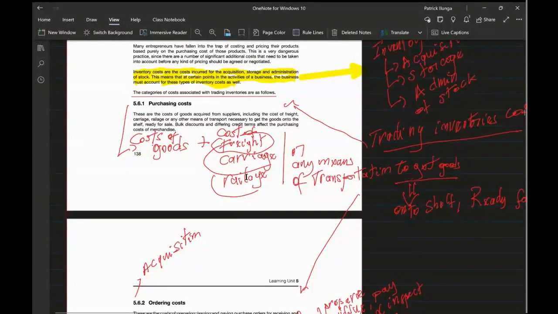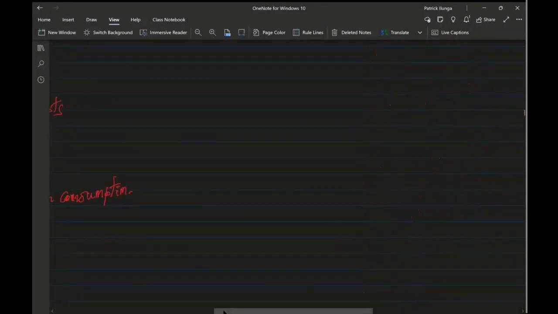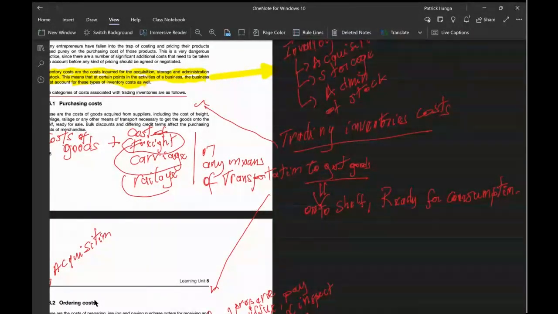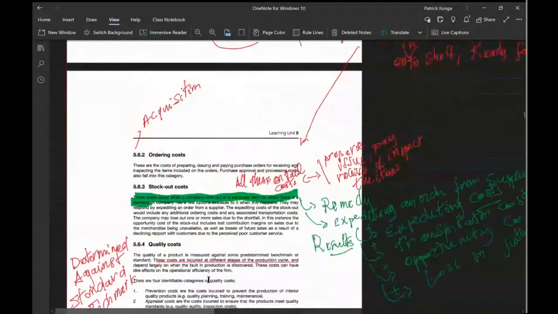What does this mean? This cost covers all the transportation that you are going to use to get your goods onto the shelf. For example, you are a retail company selling products. You need to send trucks to fetch those products. All those costs need to be known until you put that product in the shop for people to purchase, then it's ready for consumption. So these are all the costs that are involved.